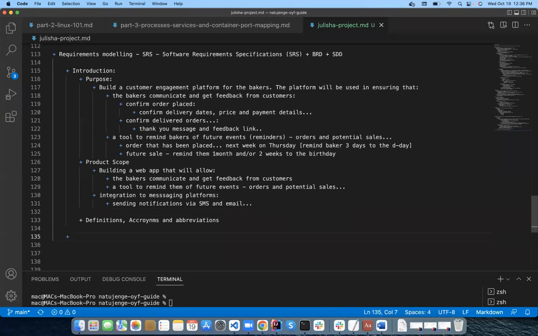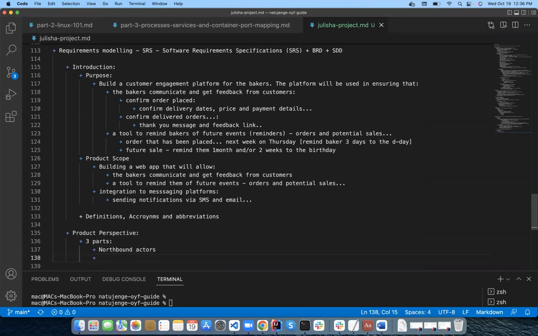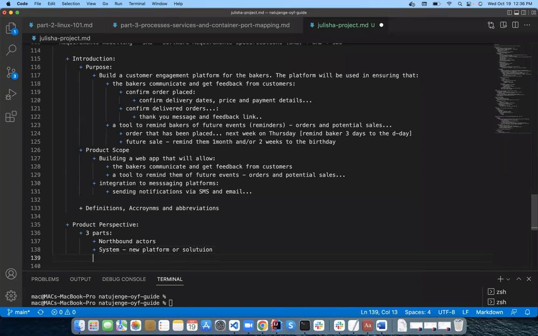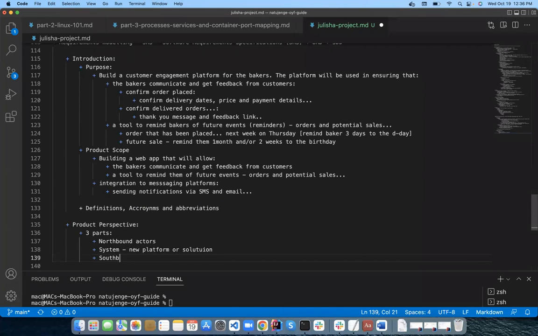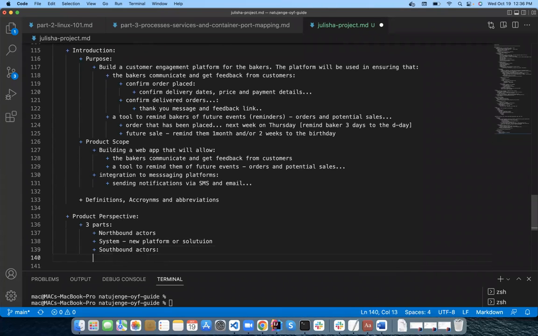Now, product perspective. If you go to the IEEE document, it's a thing that you need to have. In the product perspective, you need to say there are three parts in this product. The parts are called Northbound Actors. Then there is the system itself, the new platform or solution you're creating, and then you'll also have the Southbound Actors. So people at the bottom.